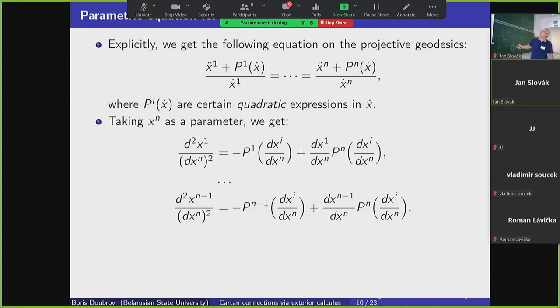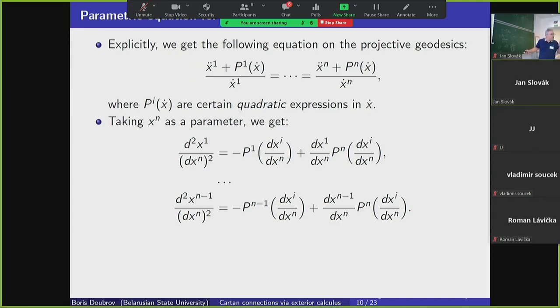What normally happens is that you try to choose xn as a parameter on your curve. I didn't say much about the choice of a parameter, but the construction of development is invariant. It behaves naturally if you choose a different parameter on your curves. It just reparameterizes: if you reparameterize your curve here, it will reparameterize the development of your curve. So if you assume that your parameter t is just xn, then you end up with this nice system of second-order ODEs.